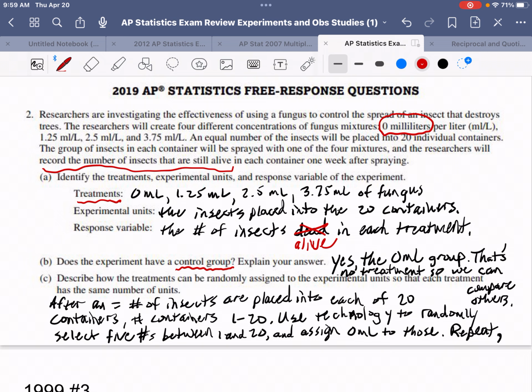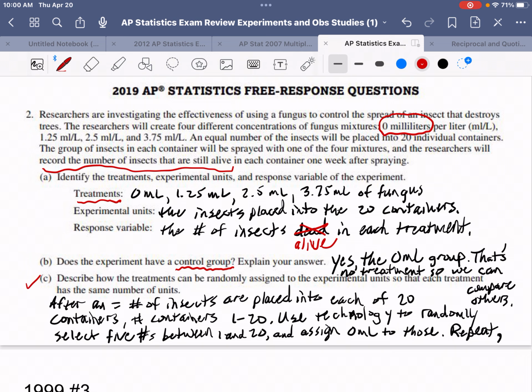Describe how the treatments can be randomly assigned to the experimental units so that each treatment has the same number of units. Okay, after an equal number of insects are placed into each of 20 containers, number the containers from 1 to 20. Use technology to randomly select 5 numbers between 1 and 20 and assign 0 mLs to those 5 containers, and then repeat that again to pick 5 more containers to get the 1.25 mLs, and so on and so forth.